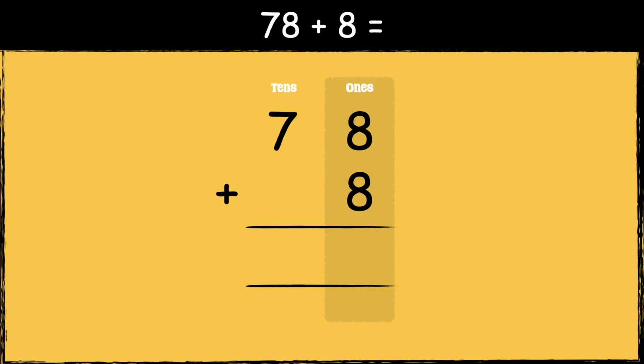So we start with the ones. 8 add 8 equals 16. We carry the 10 below in the tens column. Now we need to add the digits in the tens column, not forgetting about the 10 that we carried over. 7 add 1 equals 8. So the answer is 86.